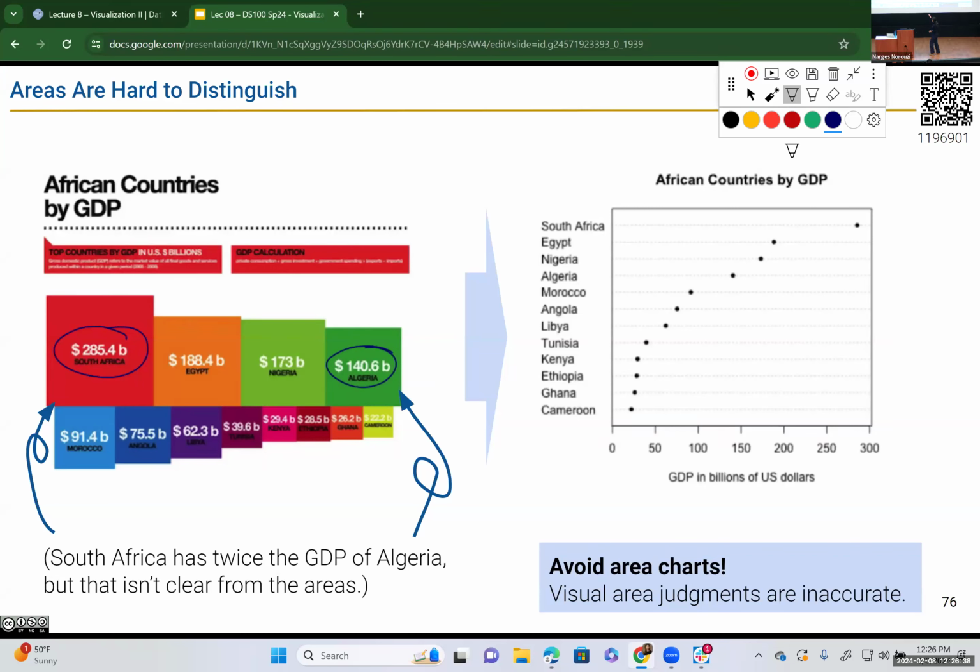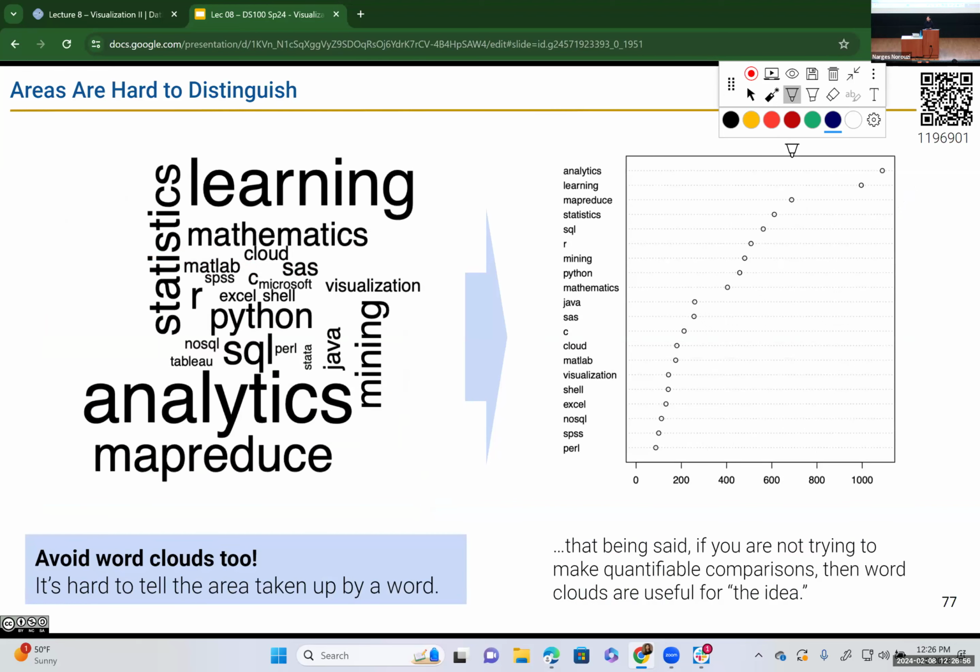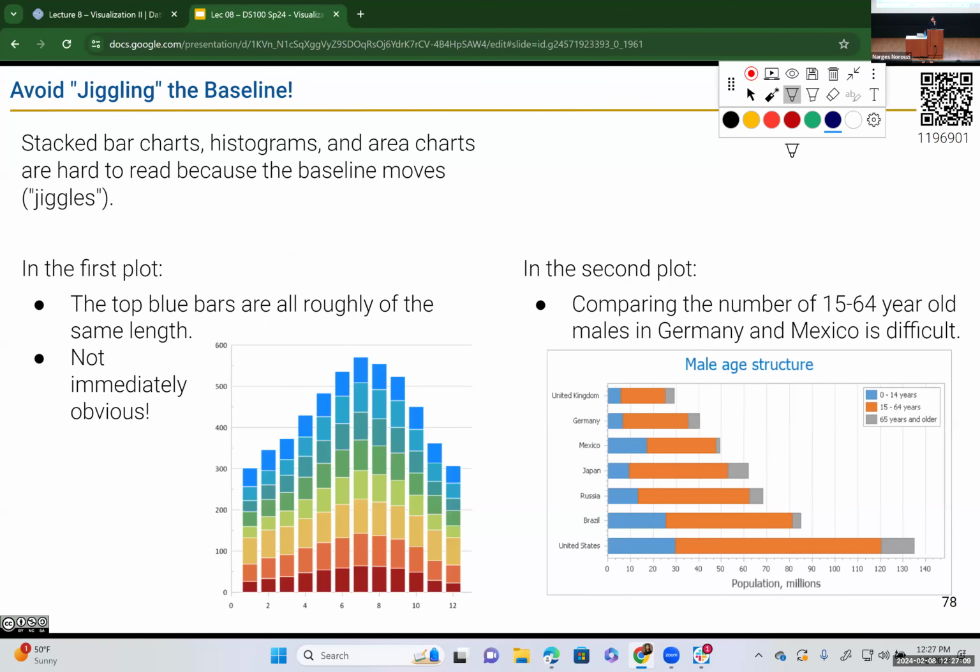But if we were to plot it using some notion of lengths, using these scatter plots, we would be able to tell that, okay, Algeria is halfway to South Africa, and be able to tell the difference between them that way. For the very same reason that we're not comfortable with volume, we also don't like word clouds unless it's in a slide of questions that you might get in summaries. Otherwise, word clouds are also very complex to understand.